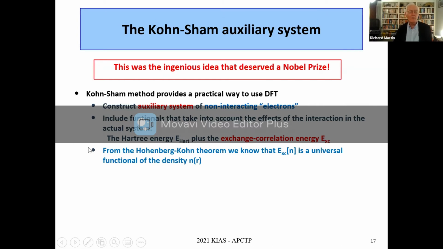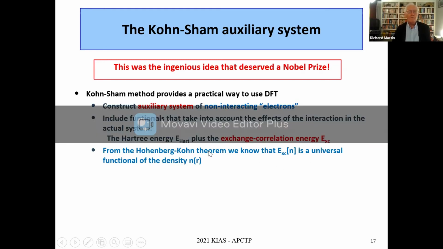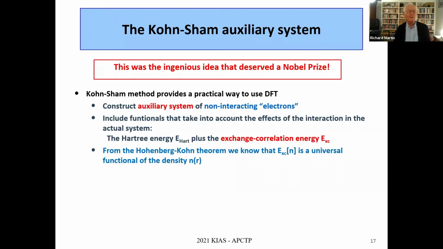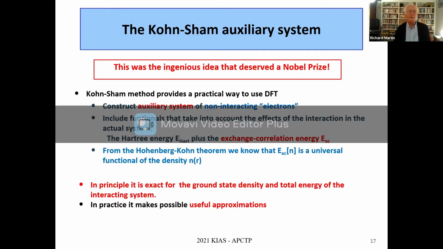The Hohenberg-Kohn theorem says that everything is a function of the density. So this quantity is a function of the density, and it must be universal. And if you consider it as a function of the density, then it makes possible ways to create approximations that are very useful. In principle, the formulation is exact, and in practice, it makes possible useful approximations.